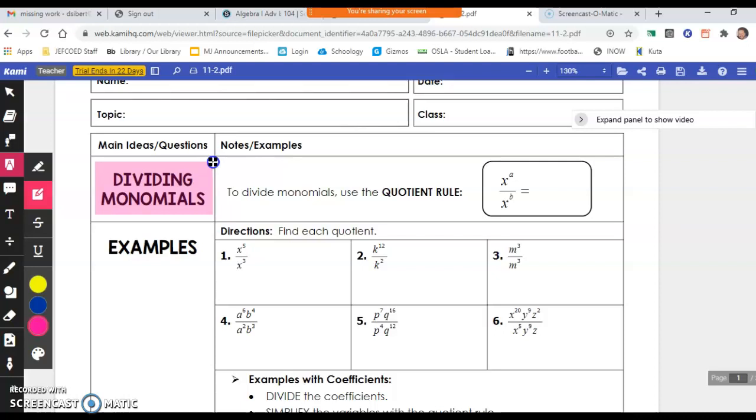So we're just really adding to what we've already got as far as our rules. Combining like terms, the product rule, or excuse me, add the exponents with the product rule, and our power rule where we multiply those exponents.